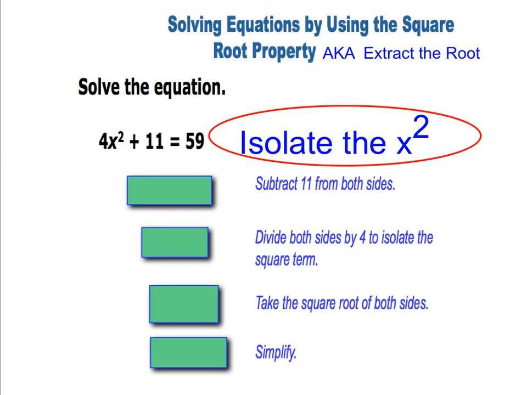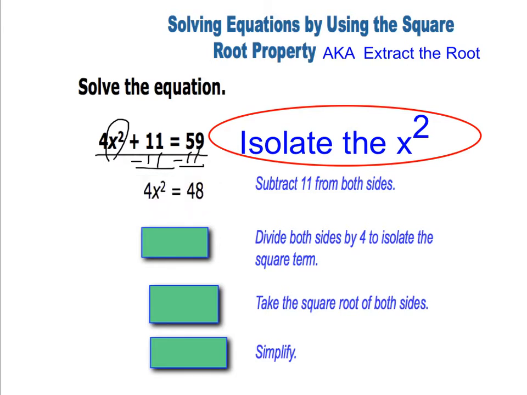Now, in order to do this type of problem that I see right here, I have to isolate the x squared. I need to get this right here all by itself. So how do I do that? Well, you see this 11 right here? We can subtract 11 from both sides. So if I subtract 11 from both sides, it will give me 4x squared equals 48.